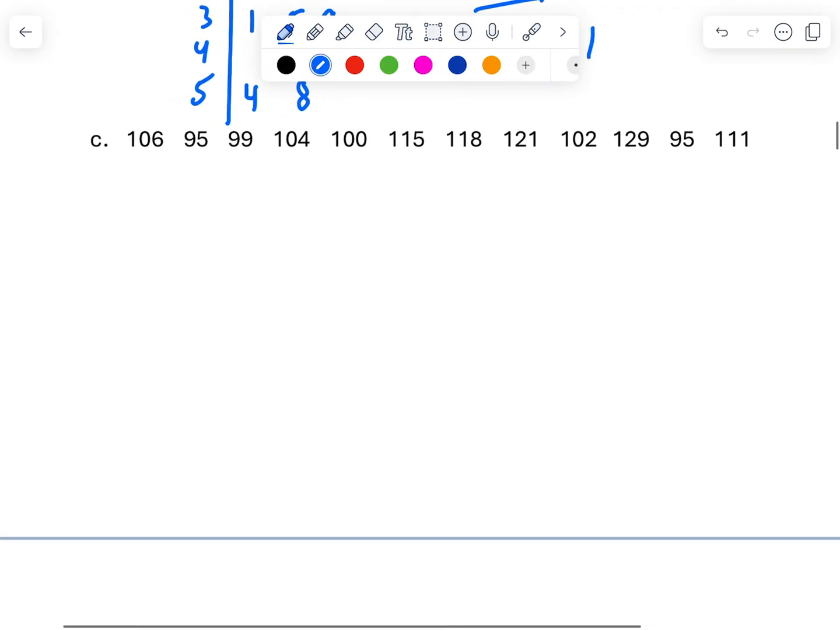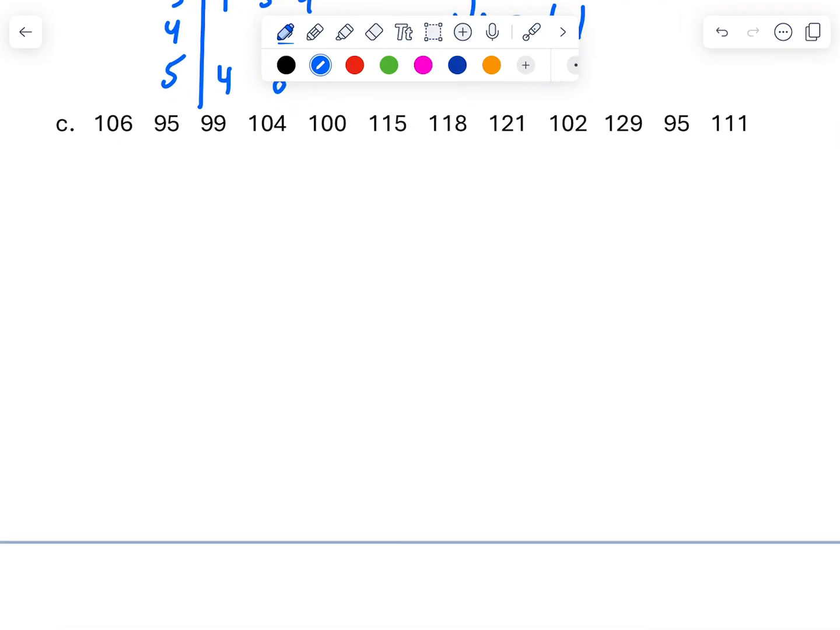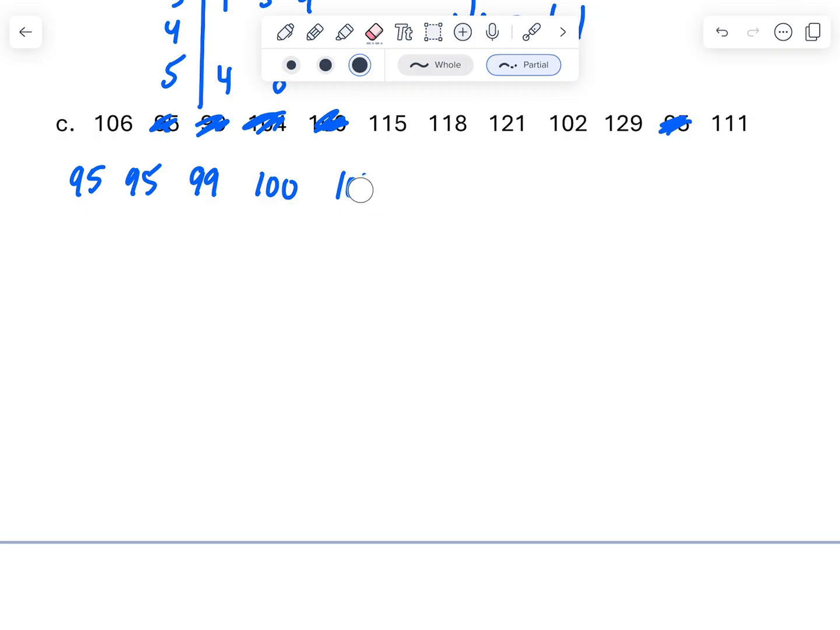Okay, the last example here is C. Notice we have numbers with more than 2 digits in them, so we have 3-digit numbers here, and some 2-digit numbers actually. Again, I'm just going to start by rewriting them, least to greatest. It looks like I missed the 102 there.